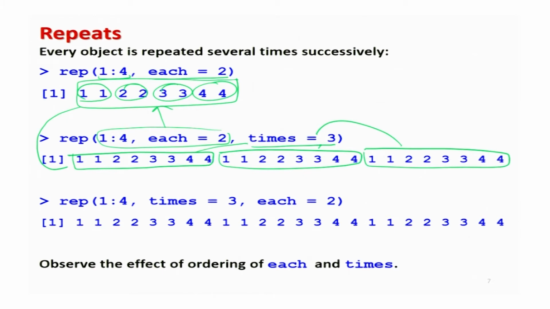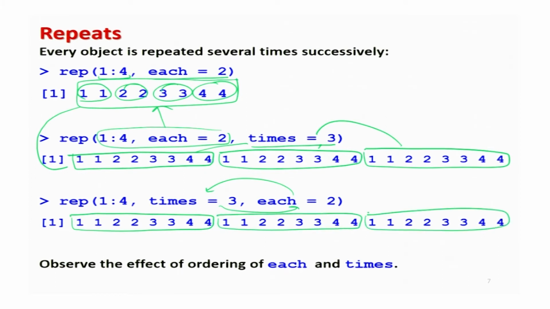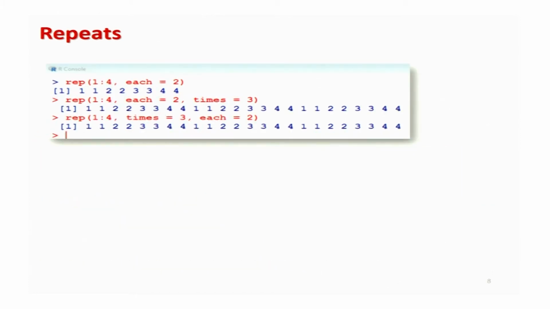On the other hand, if you write the same command but interchange the positions of times and each, that will not make any change. You can see 1, 1, 2, 2, 3, 3, 4, 4, repeated 3 times. They are the same, there is no change. That is what you have to observe and keep in mind about how R works. And this is the screenshot of the same operation.